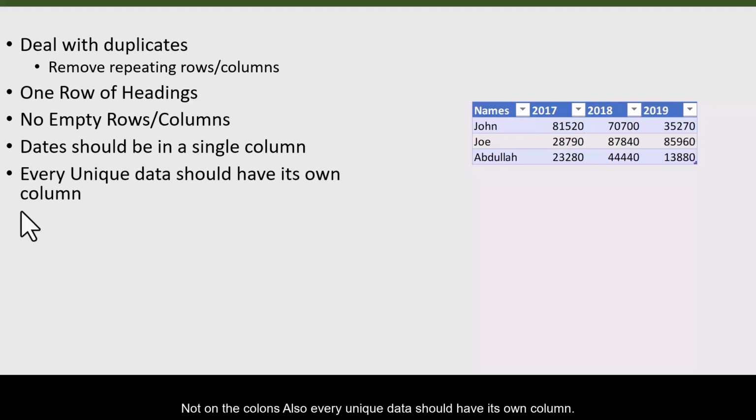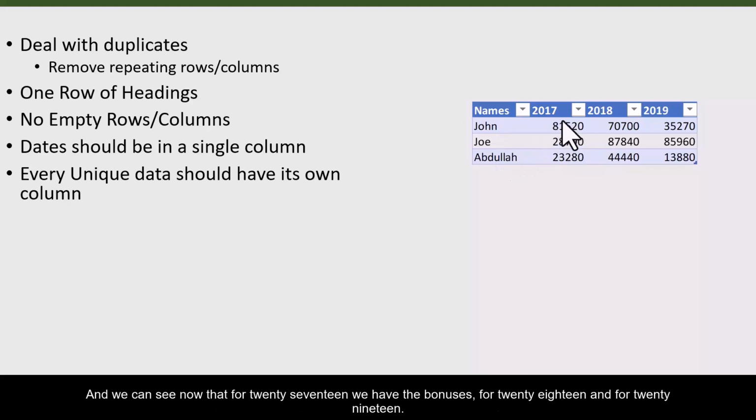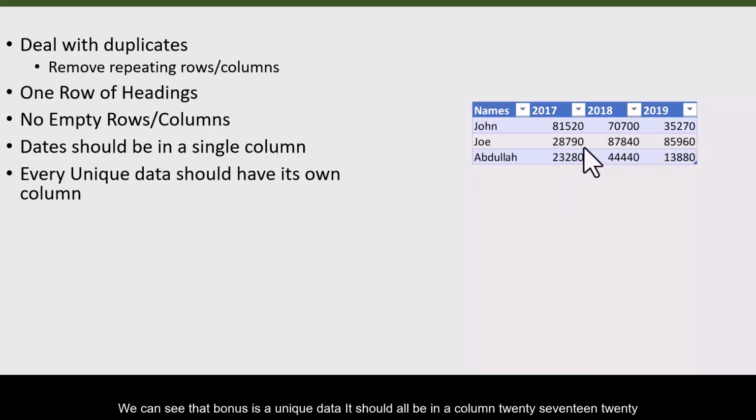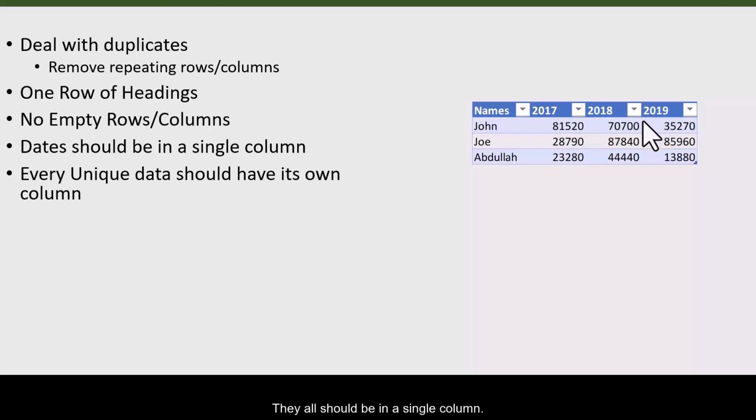Also, every unique data should have its own column. All unique data should have its own column. For example, the table I have by my right-hand side there shows the bonus, which is like a stipend received by John, Joe, and Abdullah. And we can see now that for 2017, we have the bonuses for 2018 and for 2019. We can see that bonus is a unique data. It should all be in a column. 2017, 2018, 2019 represent a year, like a date. They all should be in a single column.